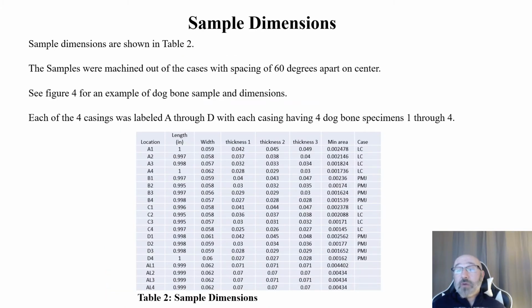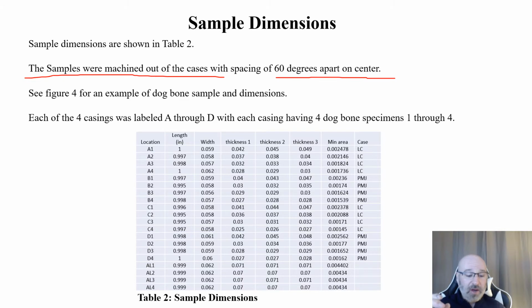So what we ended up doing here is we spaced these samples out, when they're machined on the cases, at 60 degrees apart on the center as we rotated around the case. Now, the assumption is that at any set distance, X distance from the base to the center of our specimen, that thickness theoretically should be the same all the way around the case. But that's an assumption.